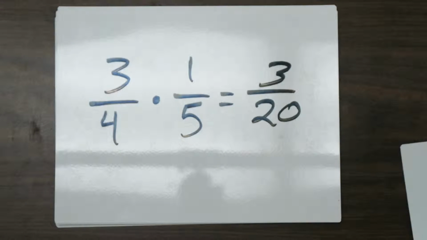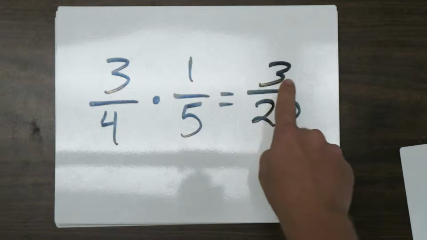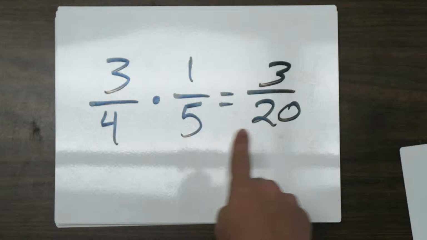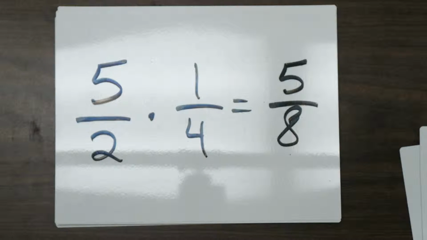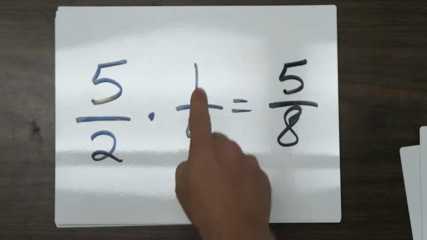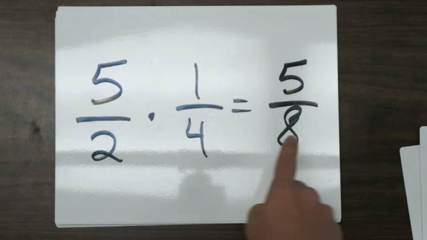So here's another example. 3/4 times 1/5, multiply straight across, 3 times 1 is 3, 4 times 5 is 20. And there's our answer, 3/20. And one more. 5/2 times 1/4. 5 times 1 is 5. 2 times 4 is 8.